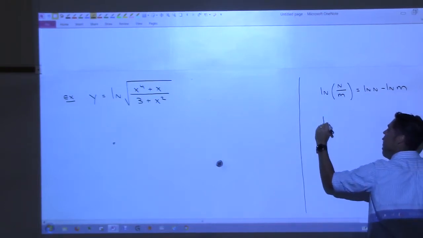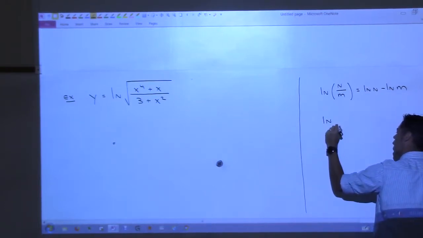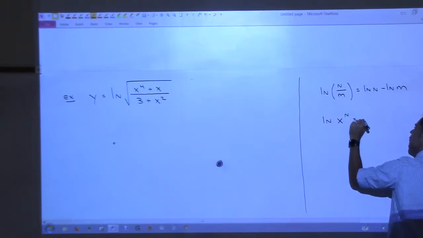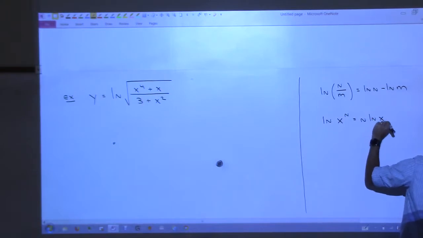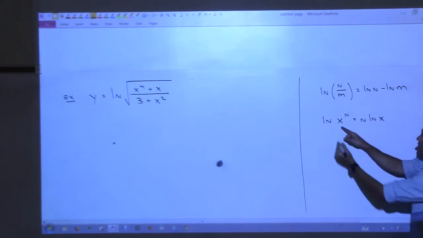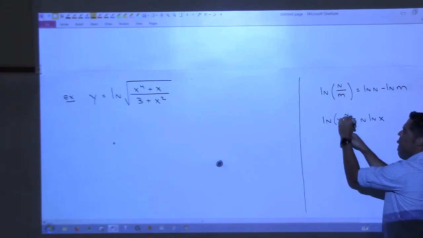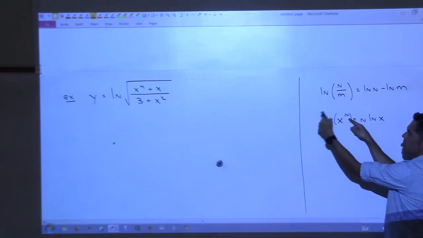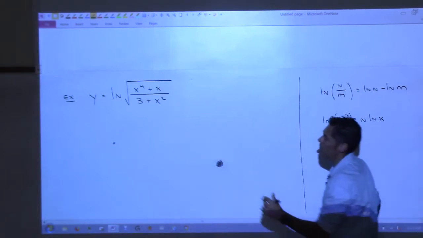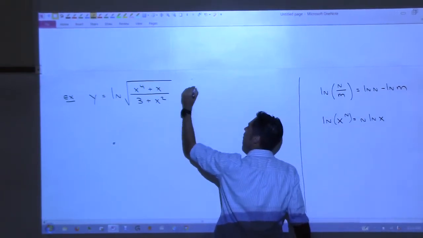And then we have this other very important property that natural log of x to the n is equal to n times natural log x. In other words, if the argument of the log function is being raised to a power, you can pull the power out front, right? Okay. So before I start this problem, I just want to rewrite something here.